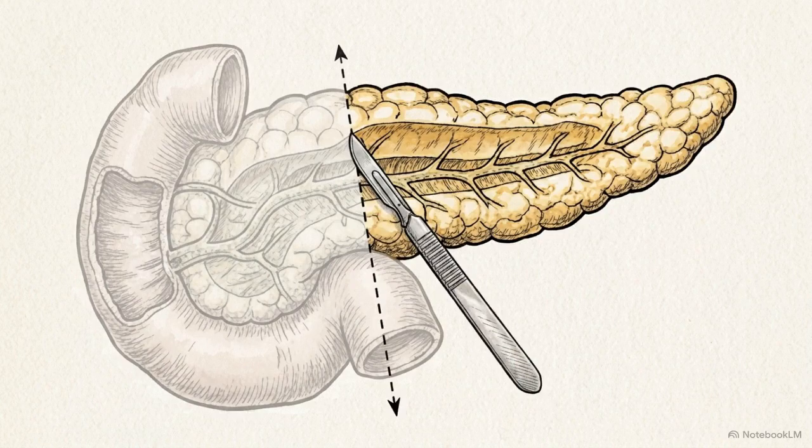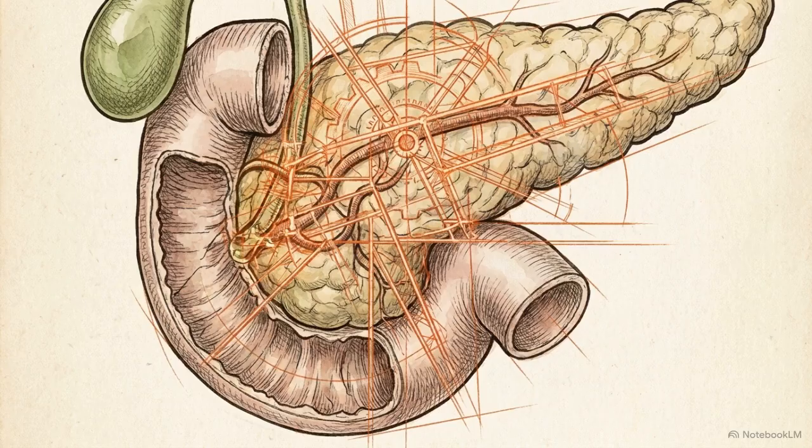Tumors confined to the body or tail of the pancreas can be removed via a straightforward distal pancreatectomy. However, tumors in the pancreatic head and periampullary region demand a highly complex pancreaticoduodenectomy, universally known as the Whipple procedure.